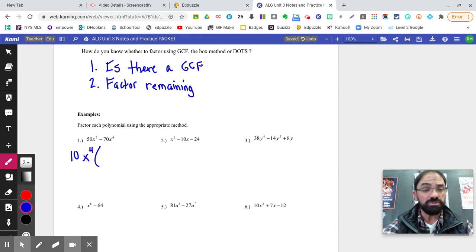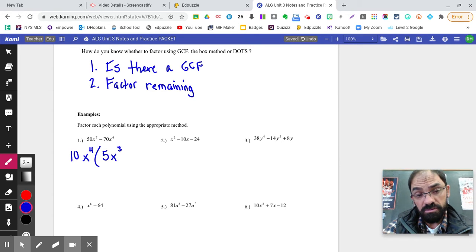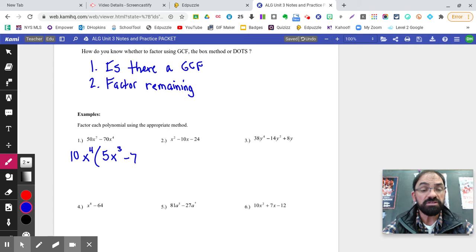And I'm going to divide what's remaining. So 50 divided by 10 is 5. X to the 7th divided by x to the 4th. When we divide exponents with the same base, we subtract those exponents. So 7 minus 4 is 3. Bring down the minus sign. 70 divided by 10 is 7. And x to the 4th divided by x to the 4th is just 1. So this is what's remaining. So it was just a GCF. Always take the GCF out first.